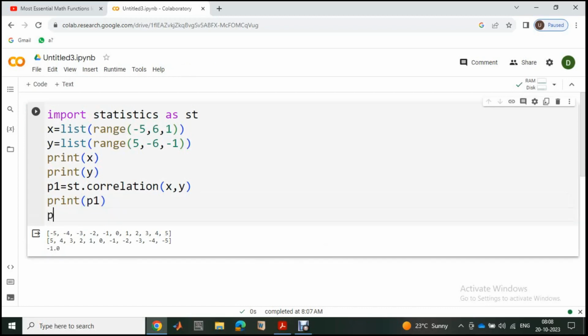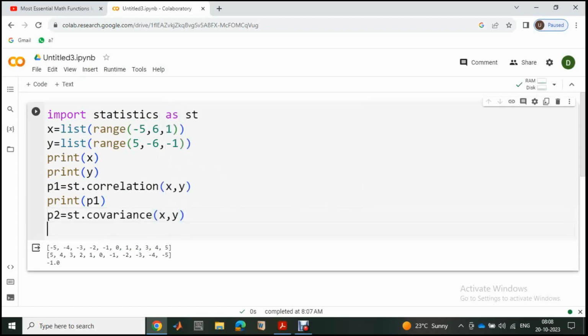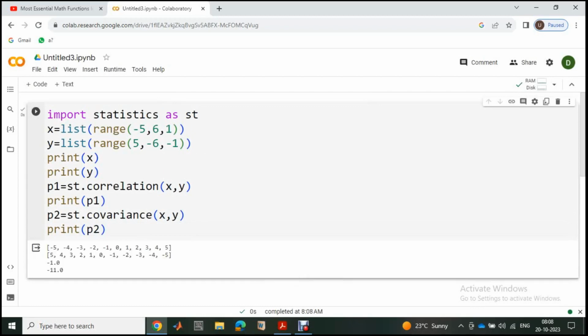But what about covariance? Now let us find it: st.covariance between x comma y. Then print p2. If I execute this program, the result is -11.